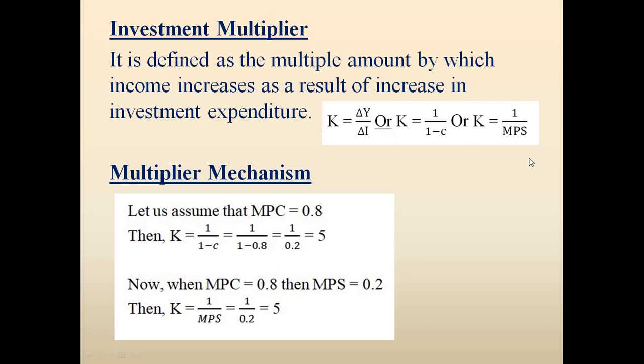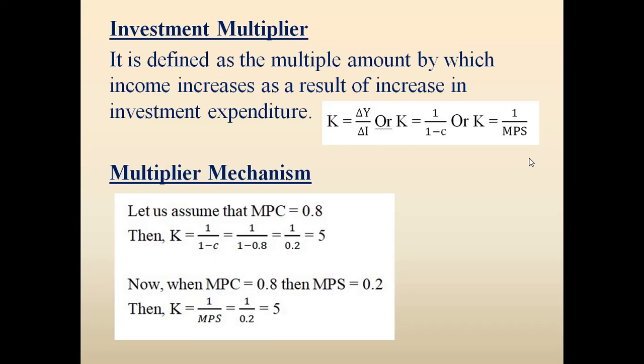Okay, children. Now we can discuss this topic called investment multiplier. You already know what is investment. What is autonomous investment? What is induced investment? So what is investment multiplier? Basically, the investment multiplier refers to the increase in the aggregate income due to the increase in the investment made by the firms, or the government. So that is your investment multiplier.